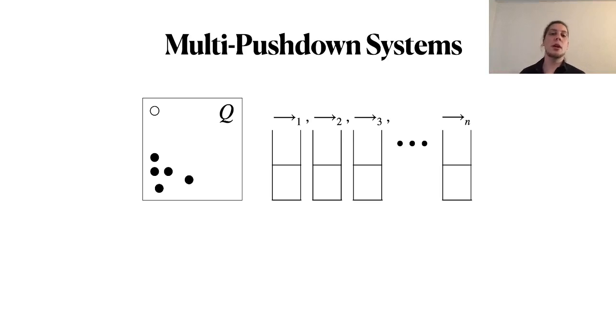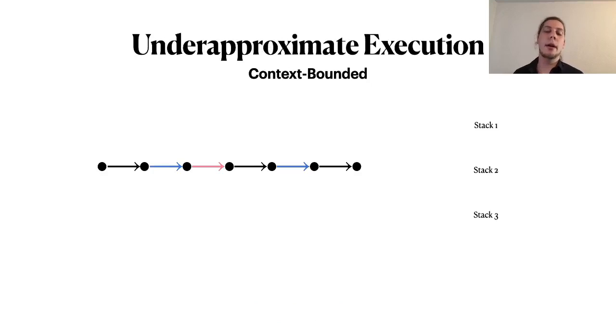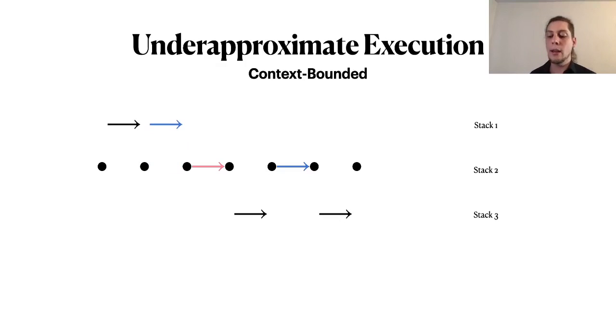That concludes our computational model, multi-pushdown system, where we have a state space, we have multiple stacks, and for every stack, we have a transition relation that manipulates that stack. As with many concurrent programming models, we have no decidable reachability problem, so instead we are looking at bounded computations. And the most prominent bounded computation is probably context boundedness, where we identify consecutively executed transitions on the same stack as one context.